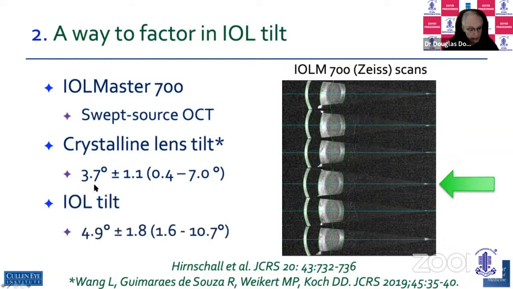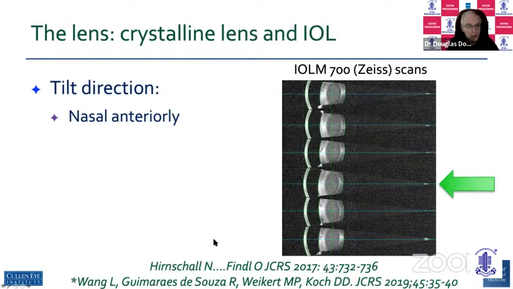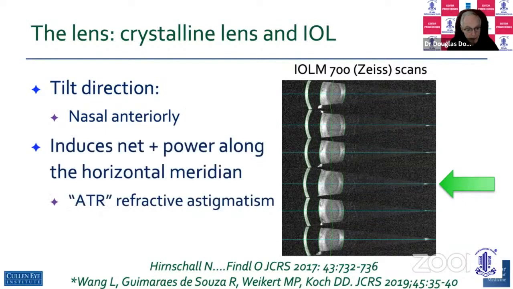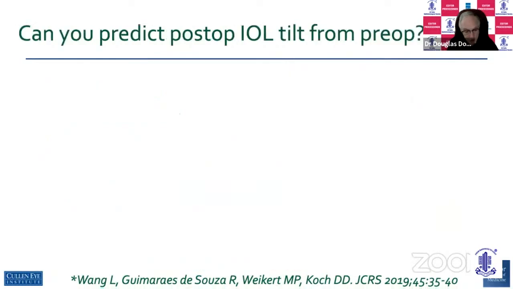IOL tilt, interestingly, is more than lens tilt, up to 10.7 degrees in our study. It's nasal anteriorly. And what this tilt does is it actually induces plus power along the horizontal meridian. It's another cause of against the rule refractive astigmatism in our patients.